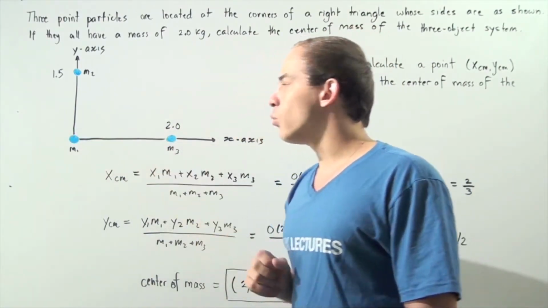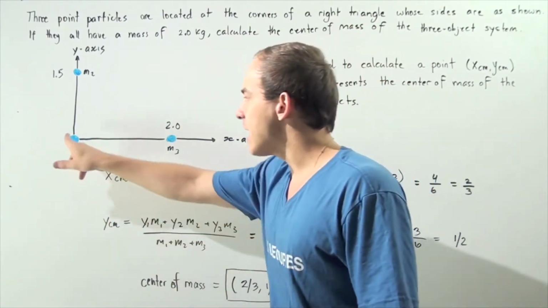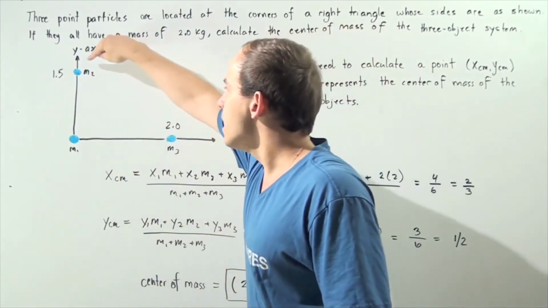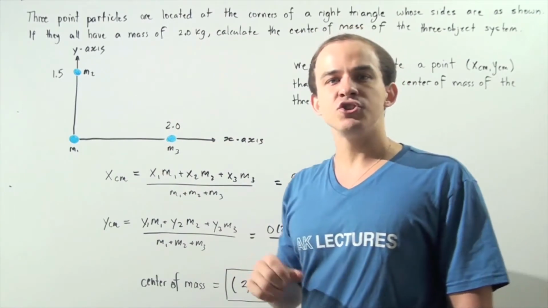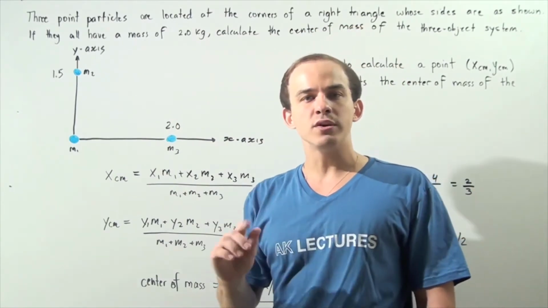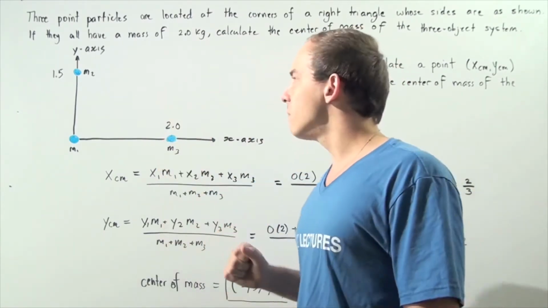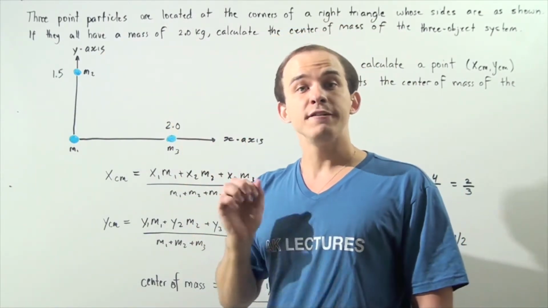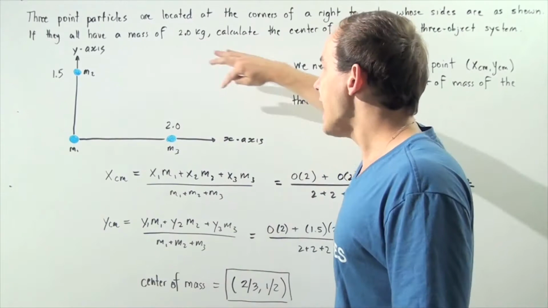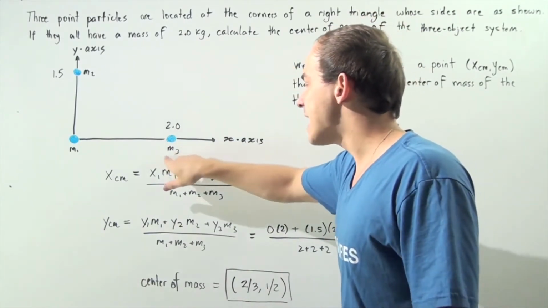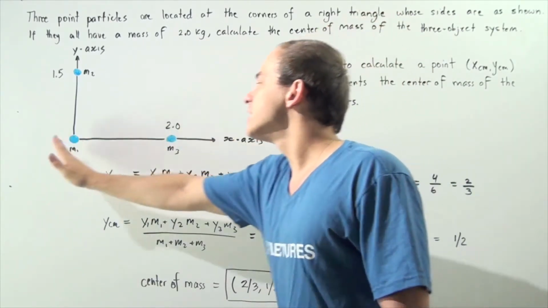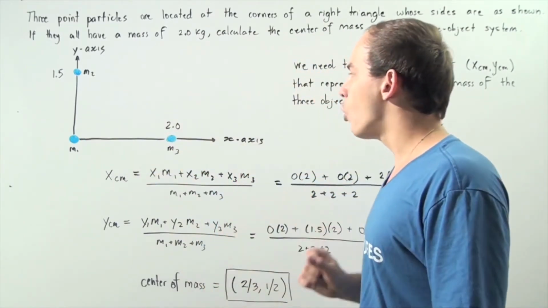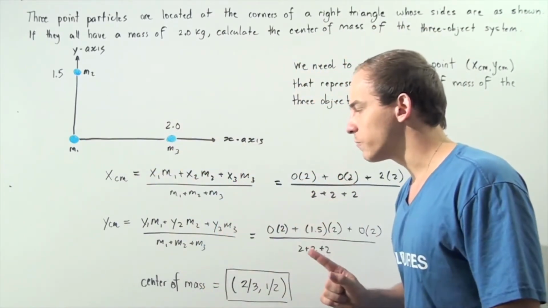So we have the following arrangement of our 3 point particles. Point number 1 with mass m1 is found at the origin at the point 0, 0. Point number 2 with mass m2 is found 1.5 units above point number 1. It has the coordinate point 0, 1.5. And the last point with mass m3 is found 2 units to the right of point number 1, and it has the coordinate point 2, 0.